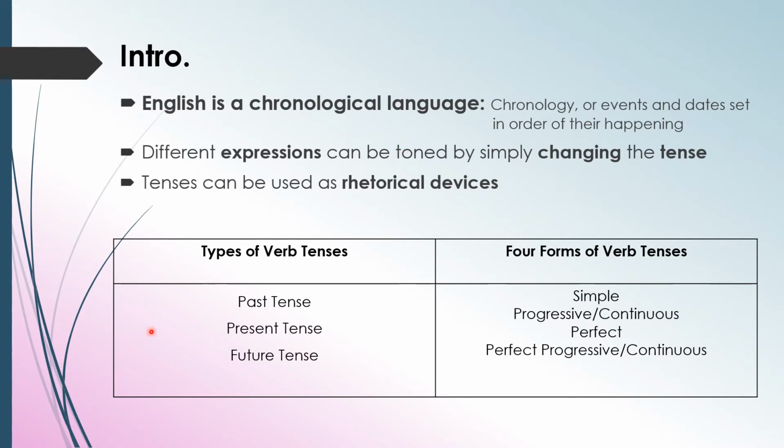And here we have the basic forms, types of verb tenses. And you all know this: past, present, and future. And in every type, we will find these four forms: simple, continuous, perfect, perfect continuous. So those are four basic forms in every type of tense.